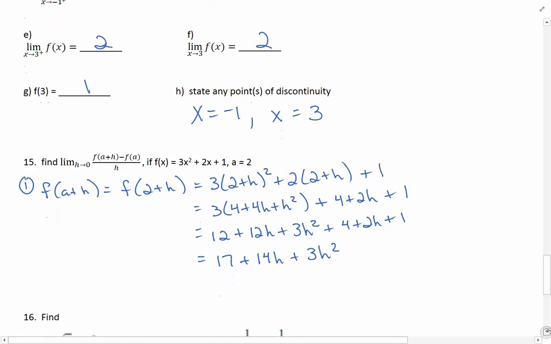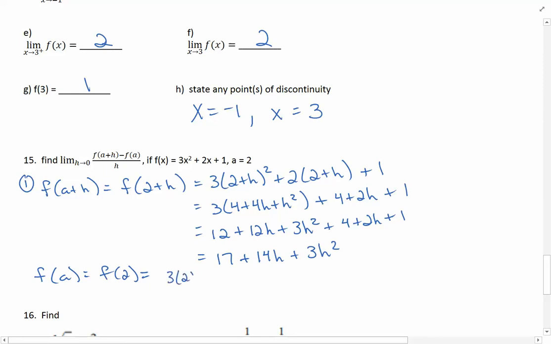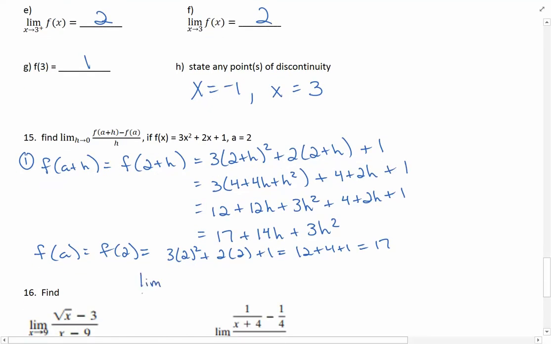All right. And then if you find f at a, that's equal to f at 2, which is just going to be 3 times 2 squared plus 2 times 2 plus 1, which is 12 plus 4 plus 1, or 17. So now your difference quotient, the limit as h goes to 0 of f of a plus h, well, that's 17 plus 14h plus 3h squared minus f at a, which we just found to be 17, all divided by h.